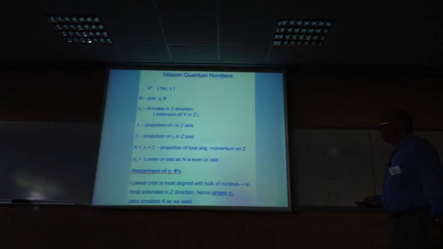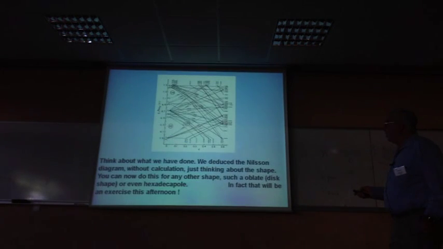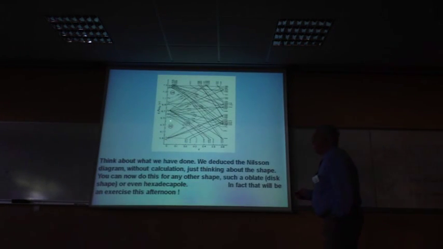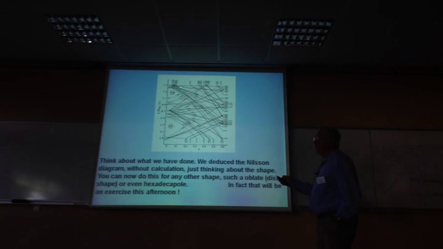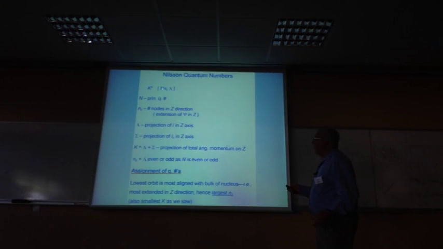So K is the K value, pi is the parity, N is the principal quantum number, the oscillator shell, and going back, this is oscillator shell N equals 5. If you just count up from the bottom, you'll see that. And so the first quantum number in brackets for all of these orbits, except the i13/2, is going to be a 5. The i13/2 comes from the next shell up. It comes down because of the spin-orbit force. So it really is from oscillator shell 6, and so that one will have a 6 here.